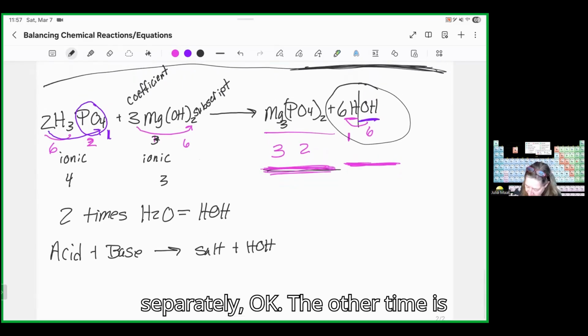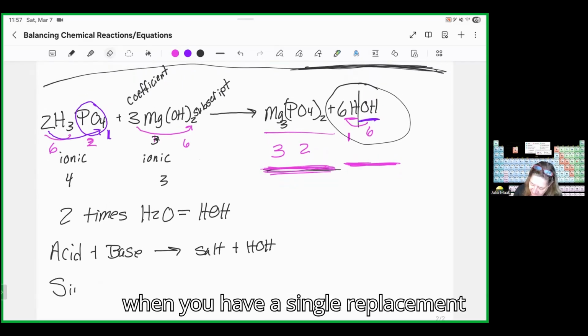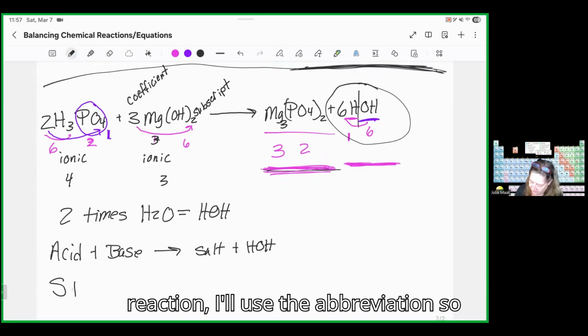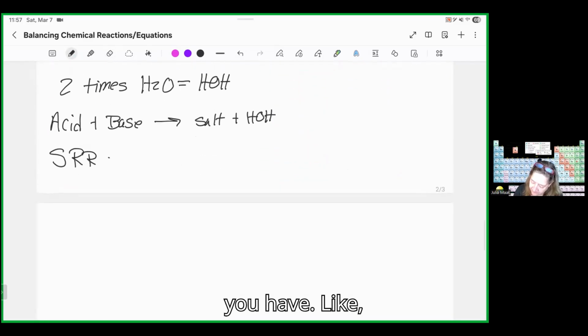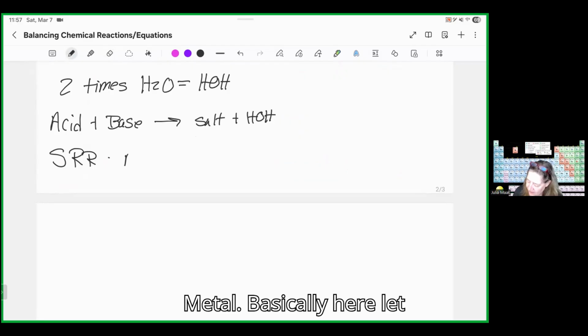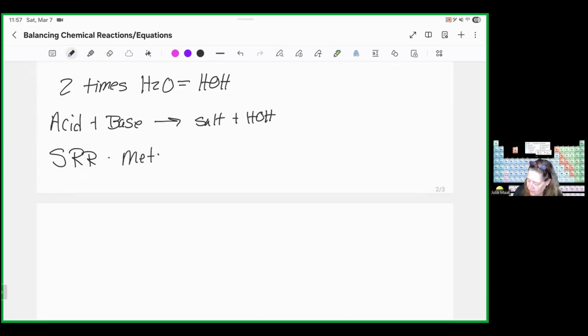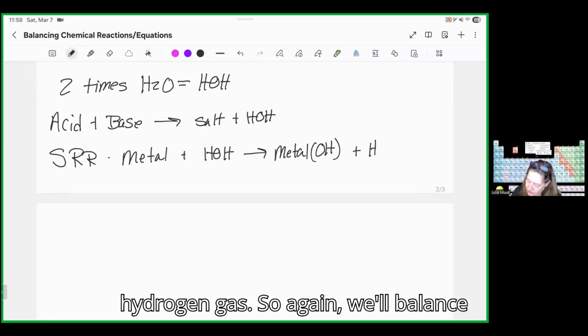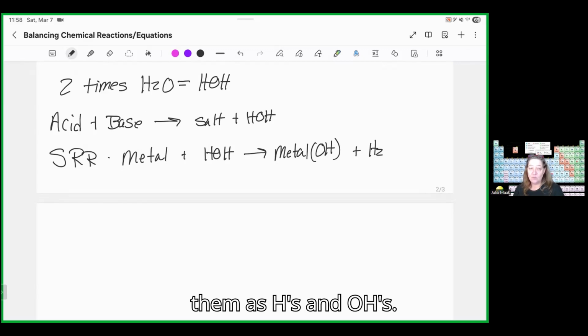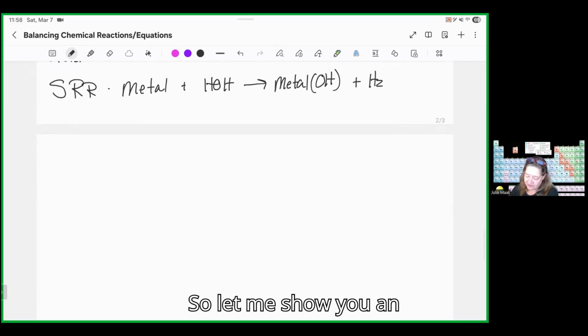The other time is when you have a single replacement reaction. I'll use the abbreviation. So your single replacement reaction, when you have a metal plus water always makes a metal hydroxide and hydrogen gas. So again, we'll balance them as H's and OH's. So let me show you an example of that.